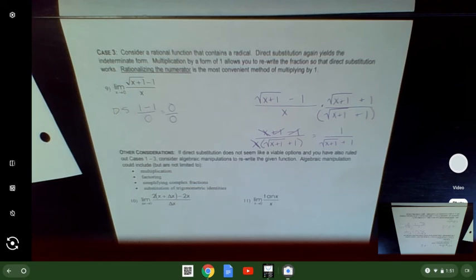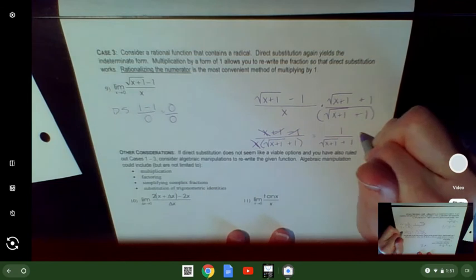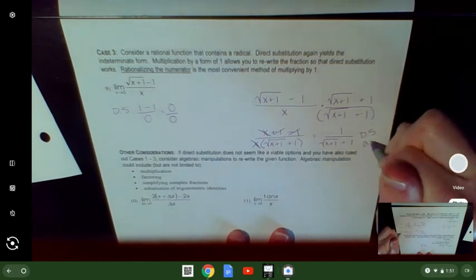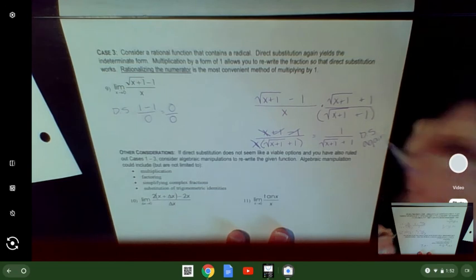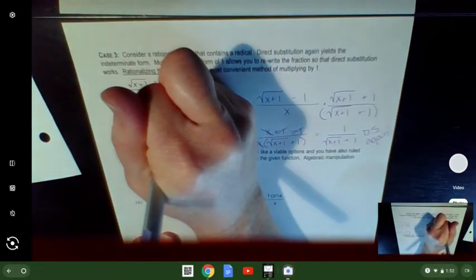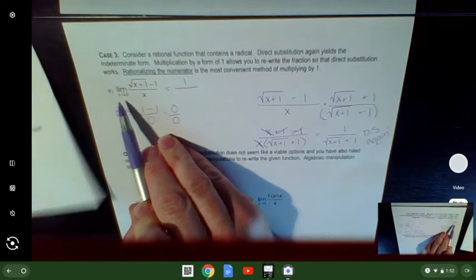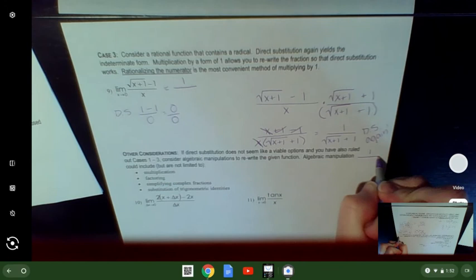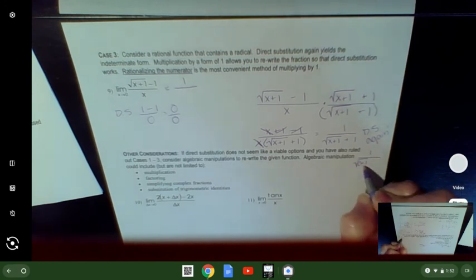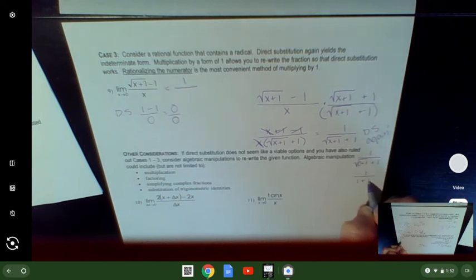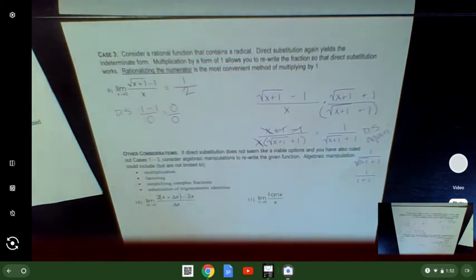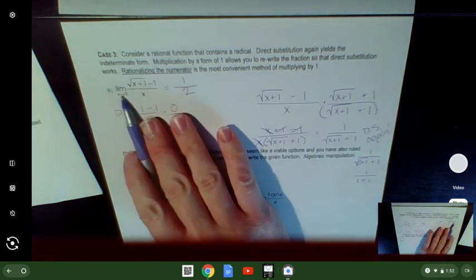Now that we've done that, just like in case 2, after we factored and canceled, we tried direct substitution again. I'm going to do the same thing here. Direct substitution again. That 1 in the numerator is not going anywhere. But in the denominator, when I plug in 0, because we want the limit as we approach 0, we have 0 plus 1, which is 1. Square root of 1 is also 1. We have 1 over 1 plus 1, or we get 1/2. The limit of my function as we approach 0 is 1/2.